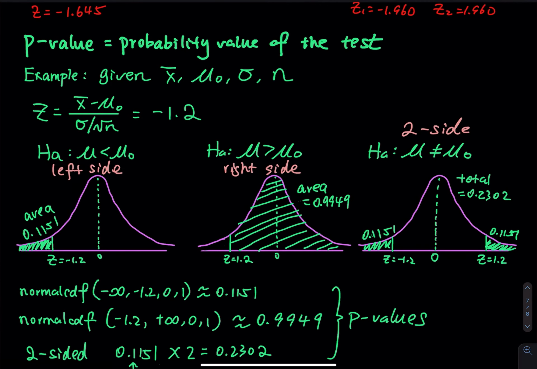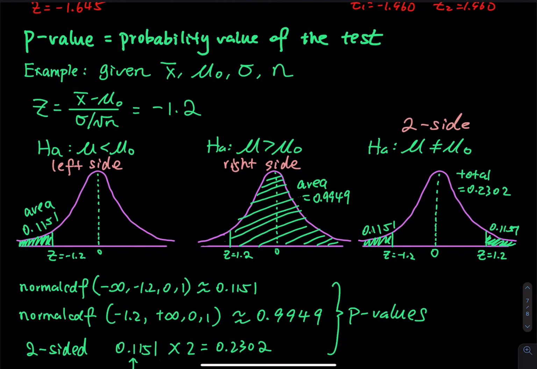Okay, so for left side, you have area. So if you look at my graph, you have area. The area is 0.1151. How do you get that? So the area 0.1151 is the p-value. So you have negative 1.2, and that is under the graph you have negative 1.2. How do you get the area? The area is p-value. So do you see the area equals 0.1151? That is the p-value. How do you find this p-value?